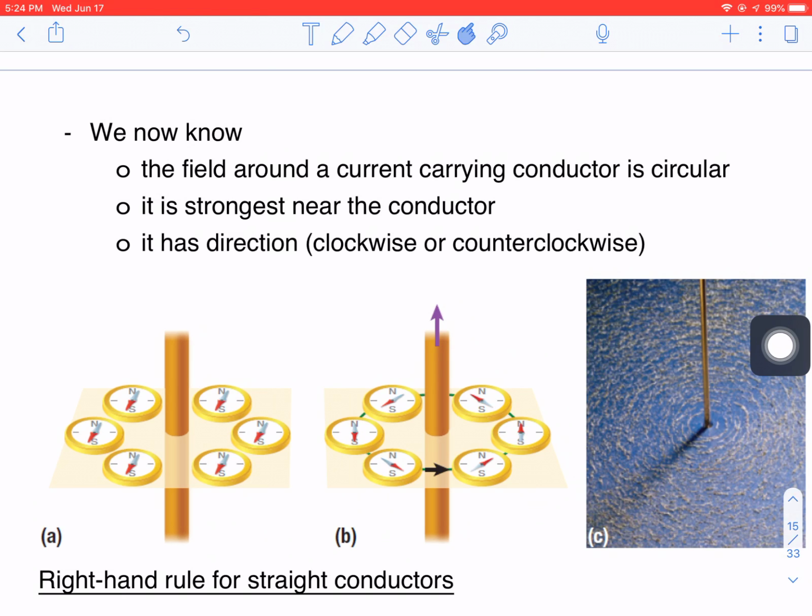So what this tells me is a number of things. Okay, and again, this is probably one of the more important parts of this whole section. Right? If I have a current carrying conductor, in other words, there's electricity moving through a wire, I'm going to have a magnetic field around that wire that is circular around the wire. Okay, number two, the field gets stronger as I get closer to the wire. And number three, that circular field has direction.